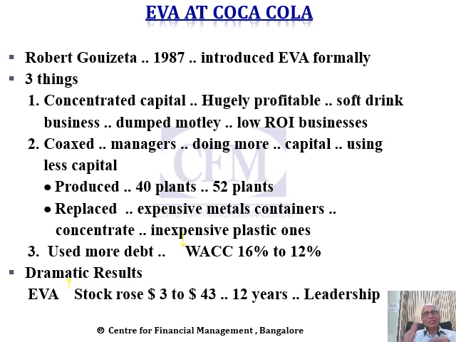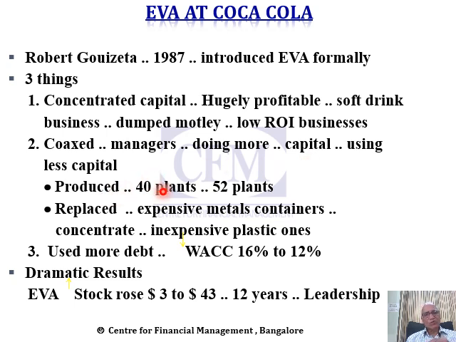EVA has been successfully implemented in many organizations. Coca-Cola is a conspicuous example. Roberto Goizueta introduced EVA formally in Coca-Cola in 1987. He did 3 things. 1. Concentrated capital in the hugely profitable soft drink business and dumped a motley of low ROI businesses. 2. Coaxed managers to do more with less capital.